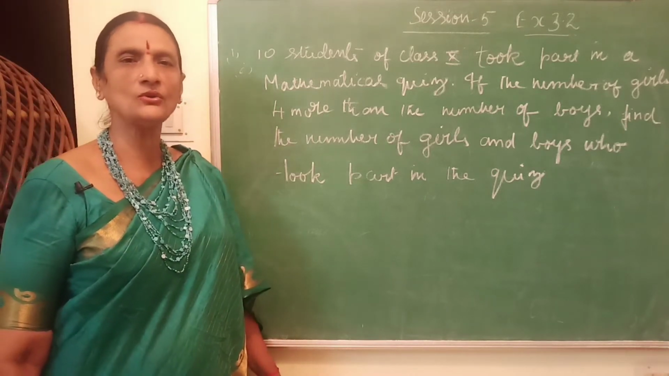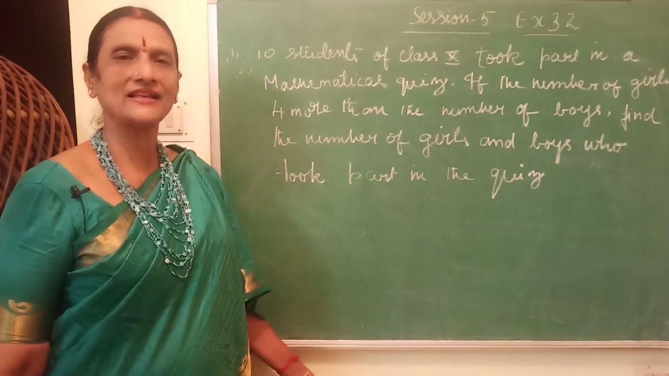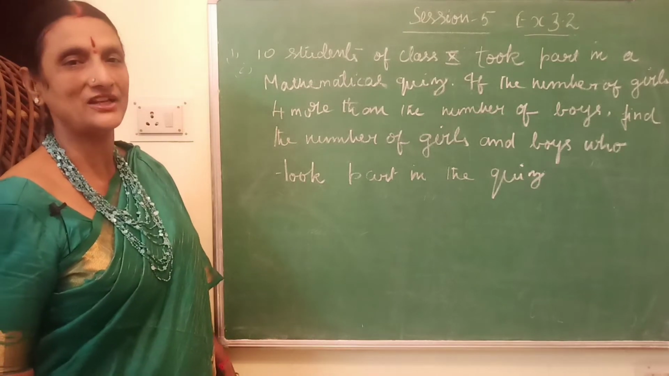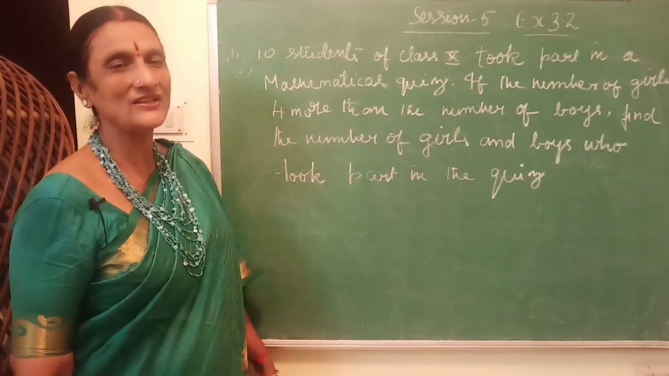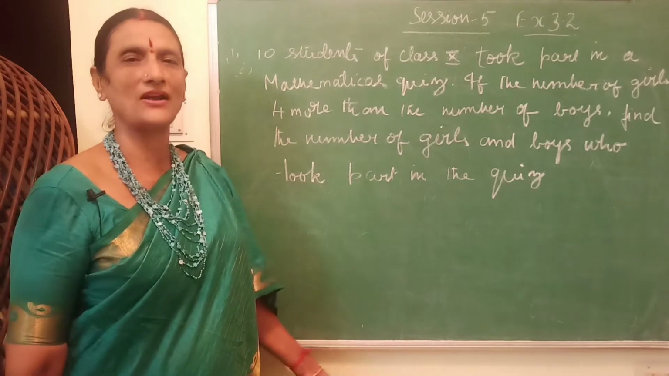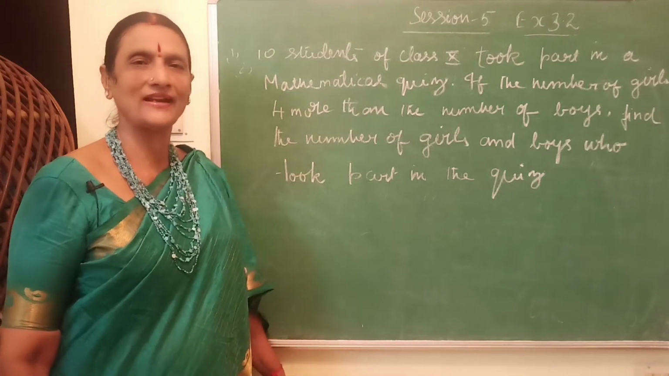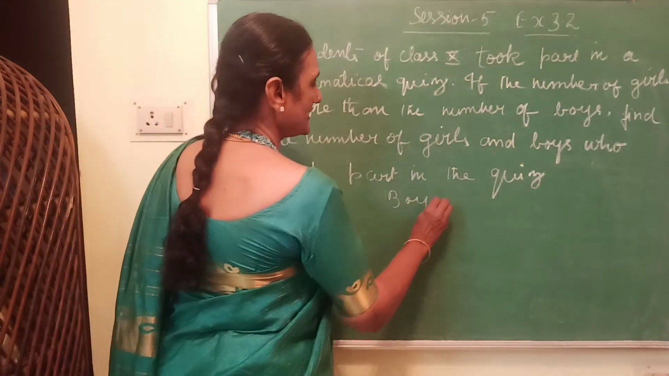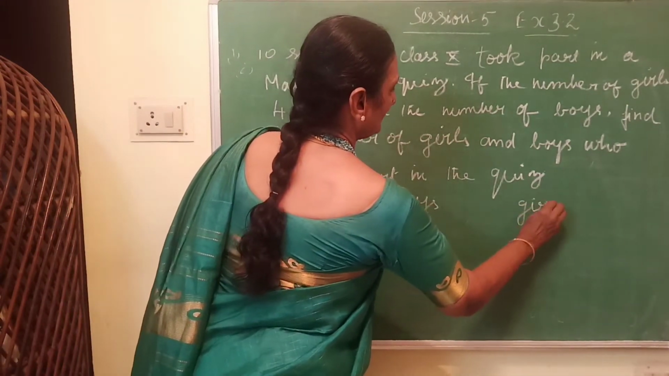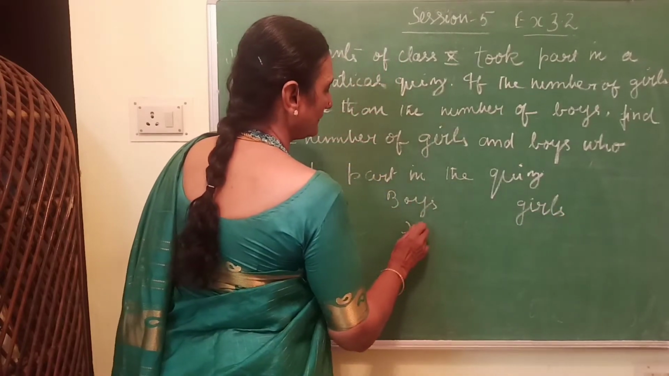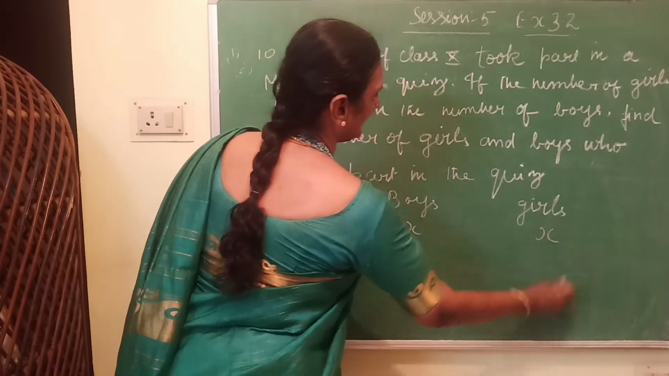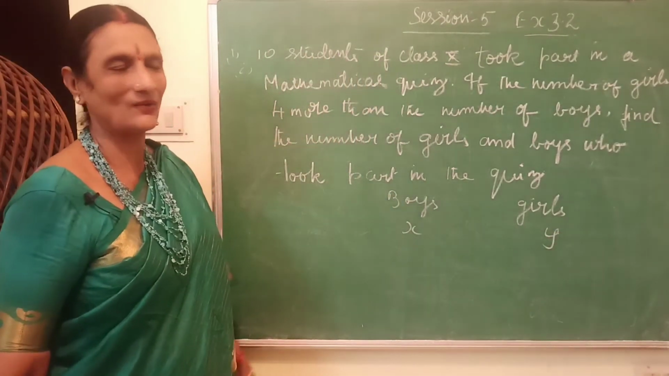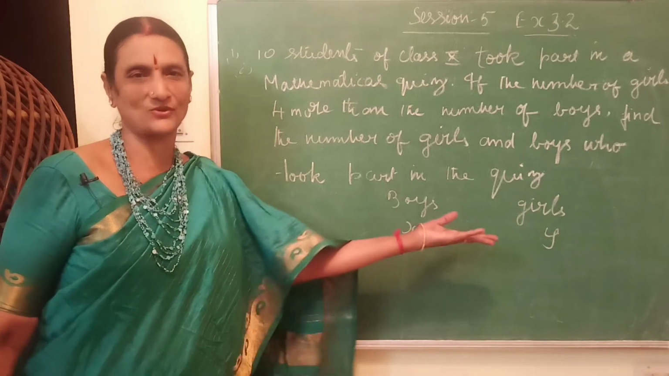Here there are two categories. One is the number of boys and the other is the number of girls. So in order to arrive at the equations, what is the clue? Any one of these, girls or boys, you can take as X and the other one as Y. Okay, first, I will write two columns here, boys, girls. Now let the boys be X number and let the girls be Y. If the boys are X, the girls has to be Y.